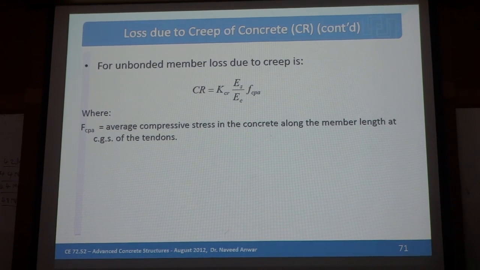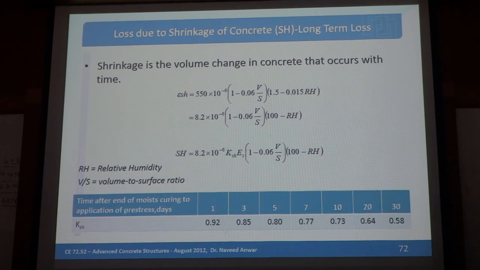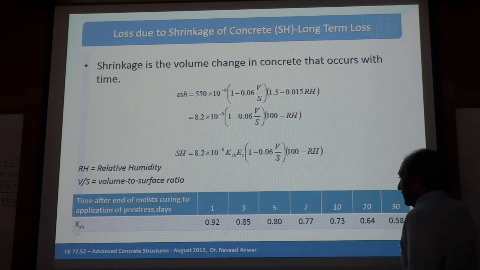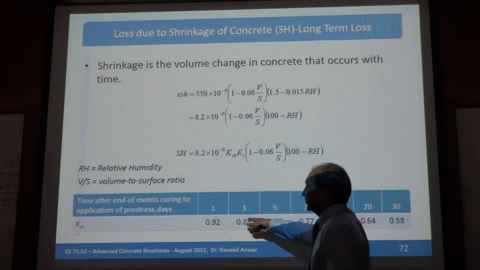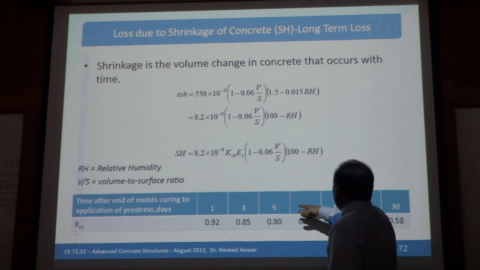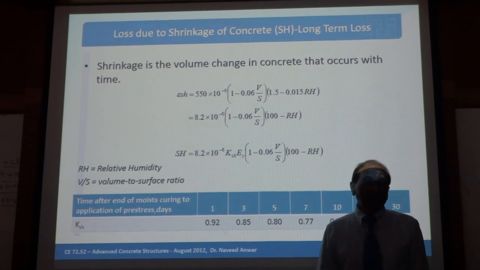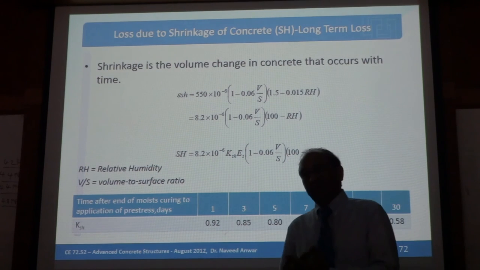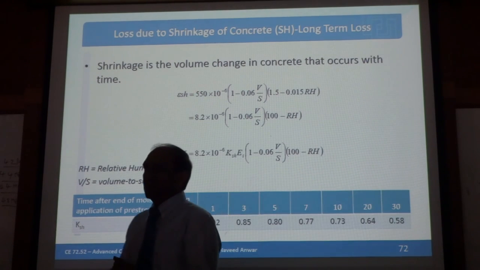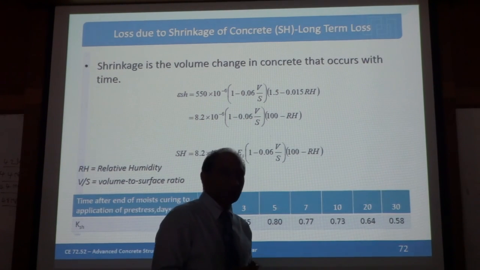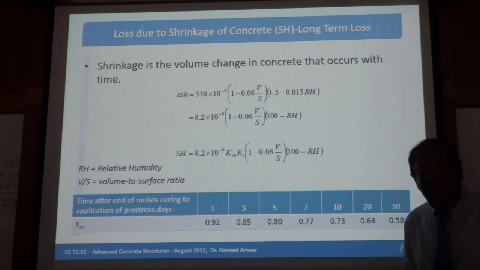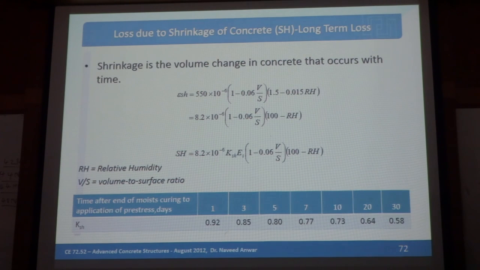This is for unbonded. This is for shrinkage. As I told you, shrinkage is quite difficult. There are many complications there, relative humidity and other things. These are many, many factors, time dependent, days. What is the day, and so on. So you need to estimate how many days the concrete has been cured or has been used before it is pre-stressed, and after that also.